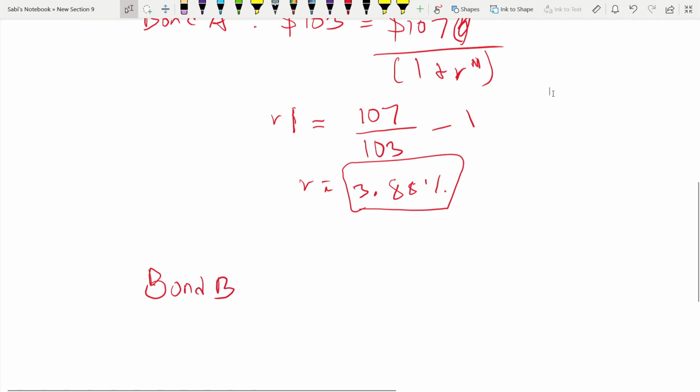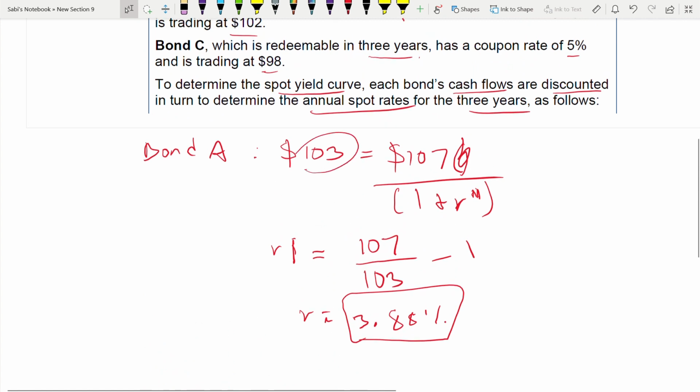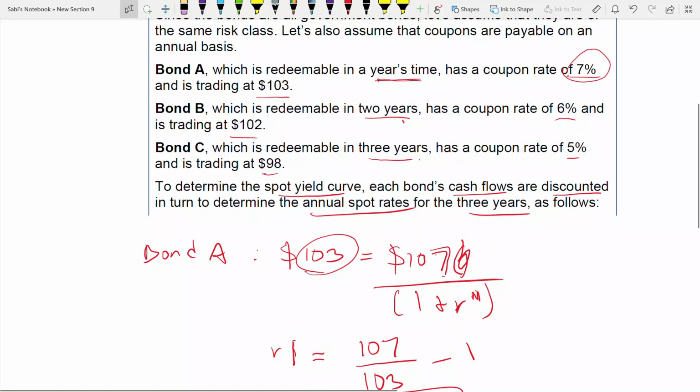Bond B, it is 102. Okay, but see, this was 103 only. Why? 3 is your interest. Sorry, this was 107 because 7 is your coupon rate. That is your interest plus 100. So 107, and it is only for 1 year. That means in that 1 year only you are paying the interest as well as the principal amount. Nothing to worry. Second year when you come, 2 years you are paying.